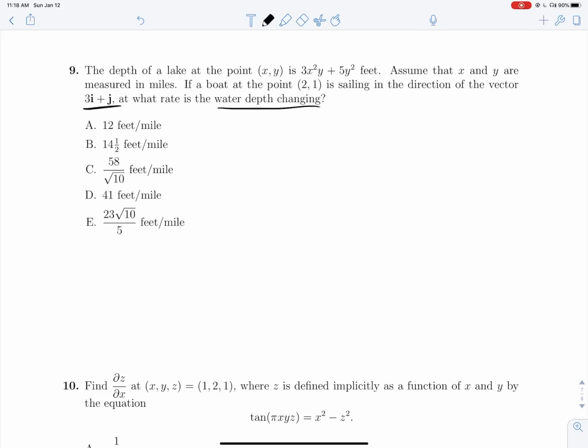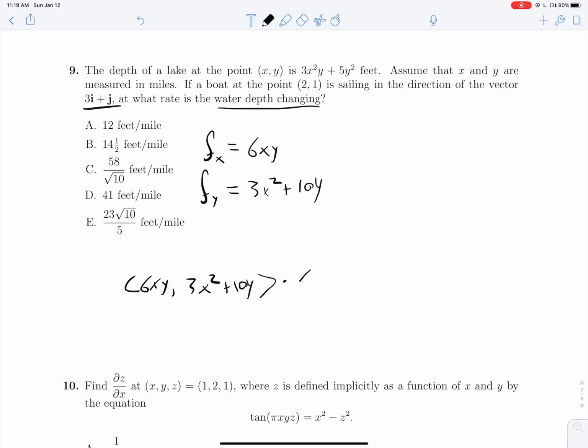So we know that for our directional derivative, we're going to need an fx and an fy. This is going to be 6xy. And over here we'll get 3x squared plus 10y. And we know that we're going to be dotting this. We can form our gradient vector from this. So (6xy, 3x squared plus 10y).